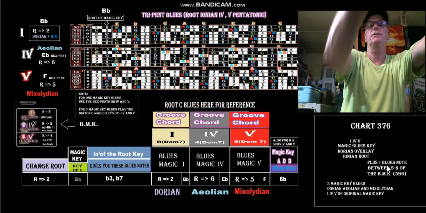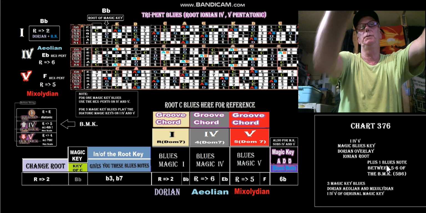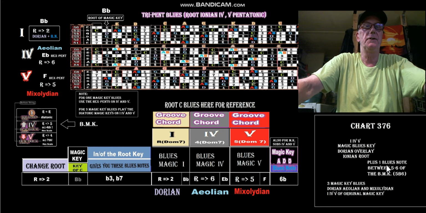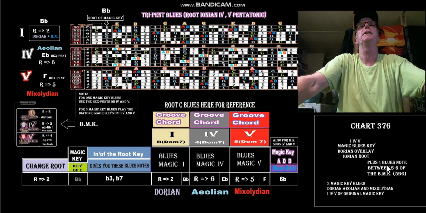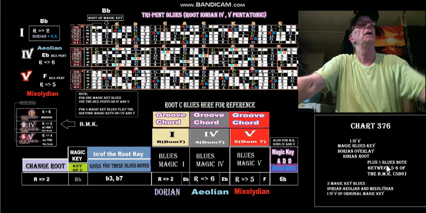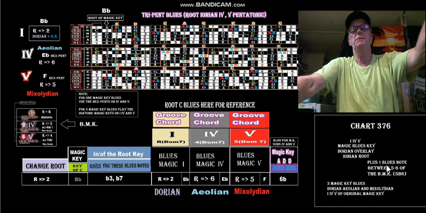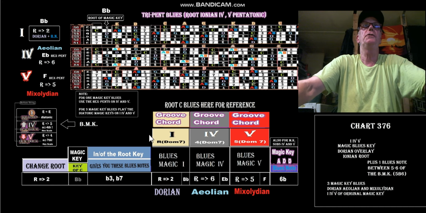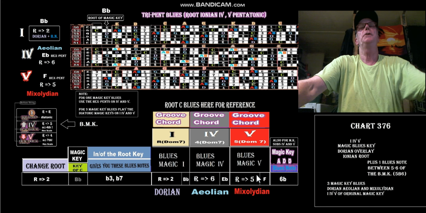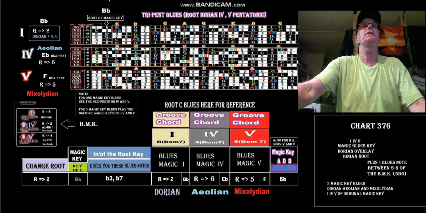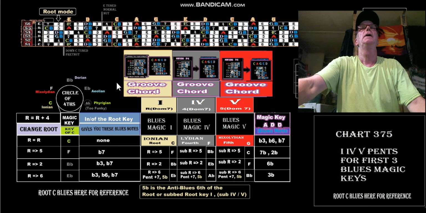Same F sharp G or blues note to G, but it's now the 5 and the 6th of the blues magic key, which is the 4th of the 4th of the root. 4th of the root is F, 4th of the 4th is B flat. So I've chosen this one. You can play any mode over, as we talked about in the last lesson.